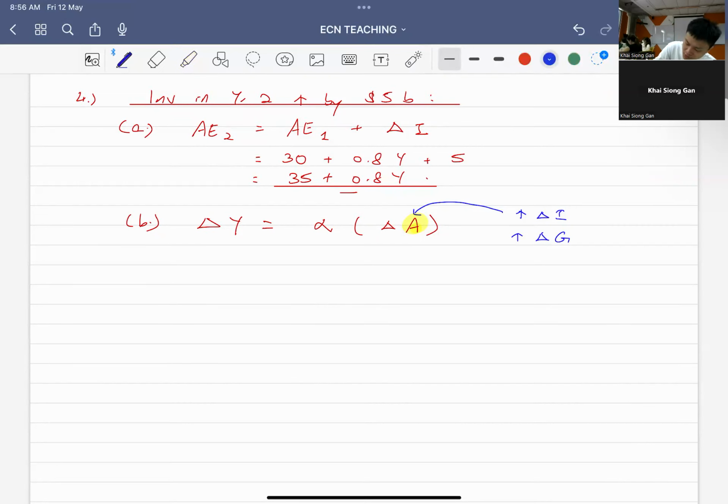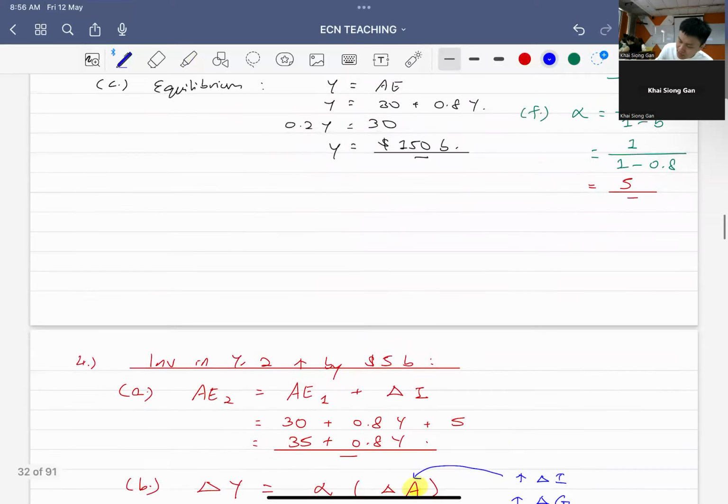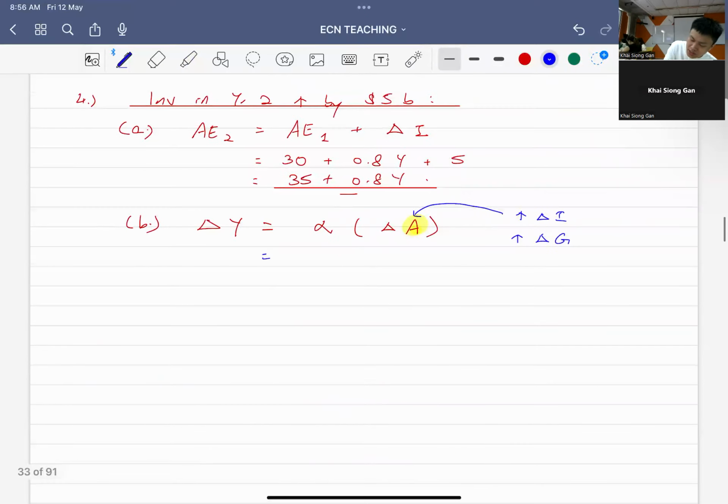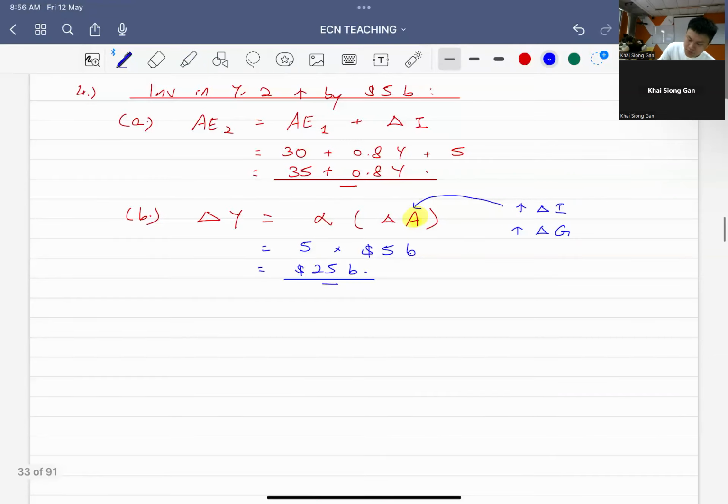Okay, so now I can use the formula. Multiplier is how much just now? 5. And the change in the autonomous expenditure here is the investment. So it is 5 times 5 billion, which equals 25 billion. Now, if you do not write the unit, it's perfectly fine. I just want to see the values. If the value is correct, that is okay already. As long as you know what it means, then it's good enough. Next time, as long as you know how to interpret it, that is more than enough.